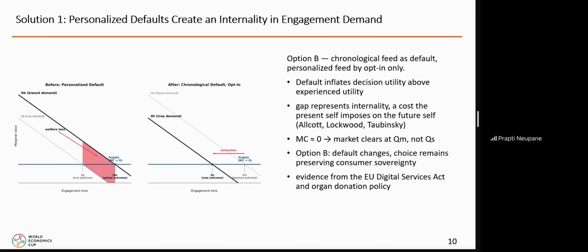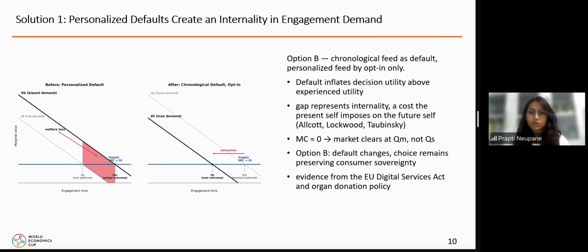So our first solution is about the fact that platforms don't just personalize what consumers see. They personalize it by default, and that matters because default changes how consumers use it and how much they actually want to use it. Our diagram shows two different demand lines. The top one, the default demand, shows how much engagement occurs when the personalized feed is automatically on, and the bottom one is the real demand if no biases are made.